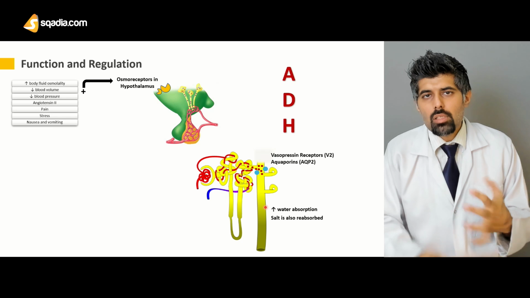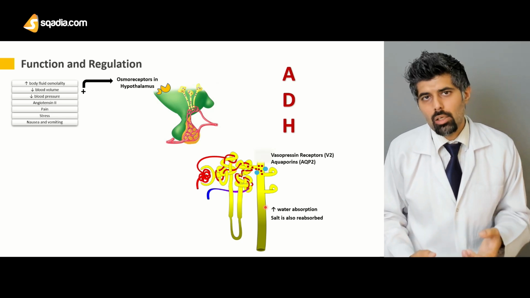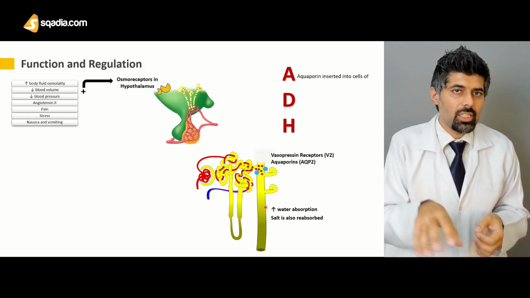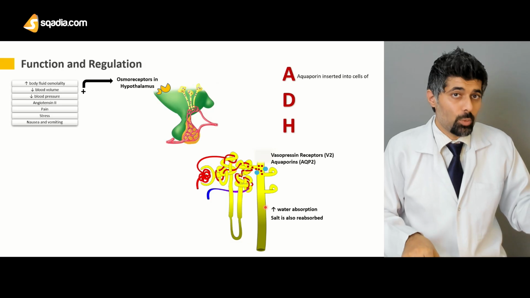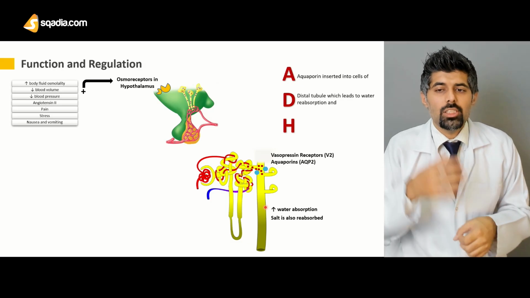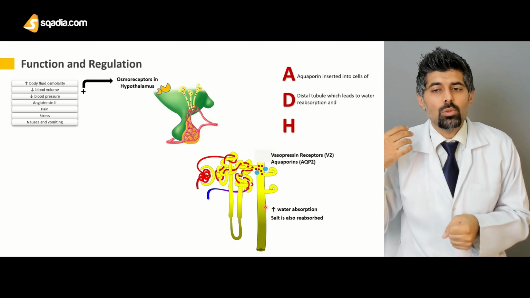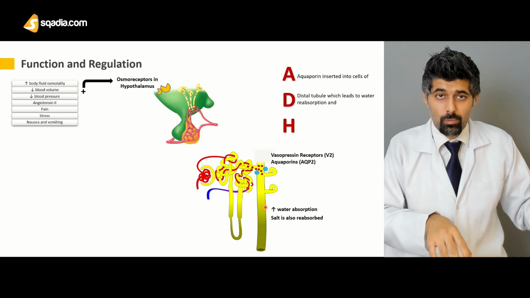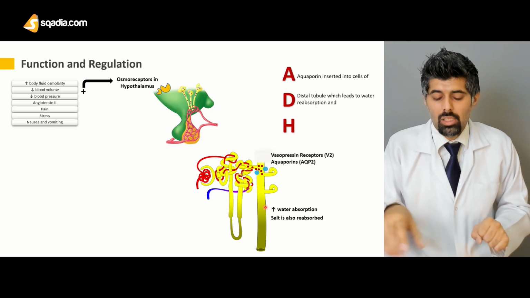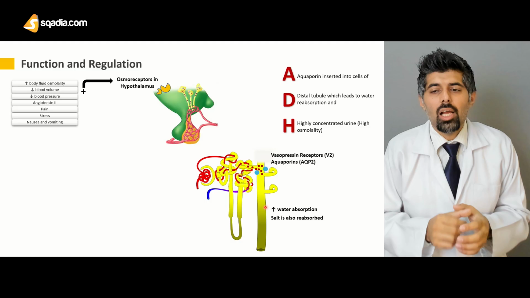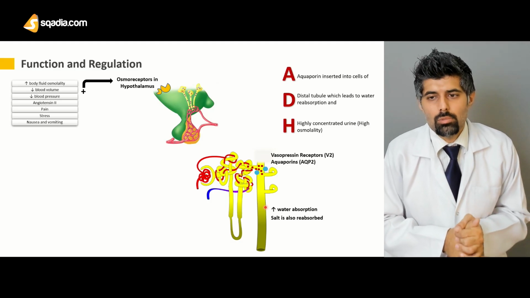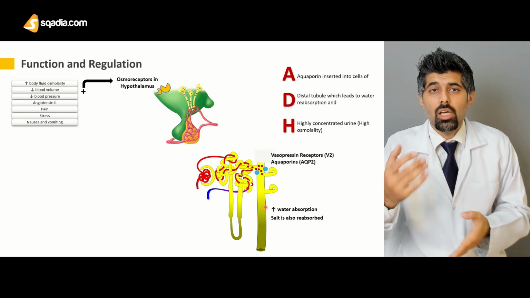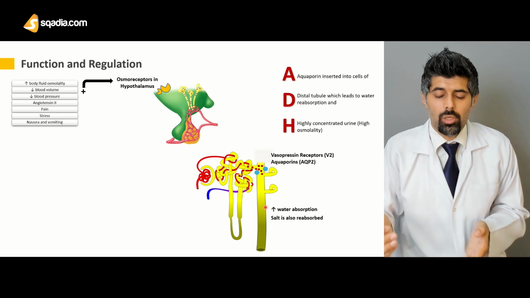Now, ADH can also be remembered as a mnemonic. Now, A stands for aquaporins, which are inserted into the cells by the ADH hormone, which then act on the distal tubule, which leads to water reabsorption, both in the distal convoluted tubule and the collecting duct. That leads to the highly concentrated urine. So there's high osmolarity. So ADH can also be remembered by this mnemonic.